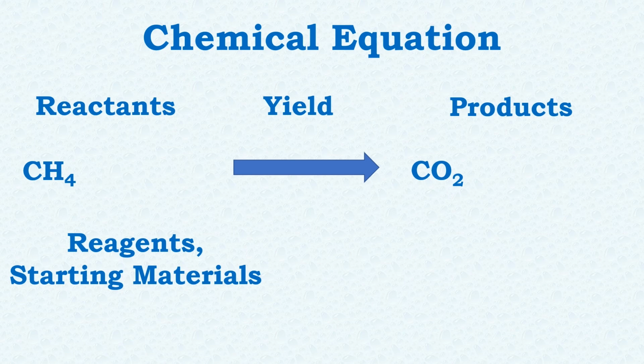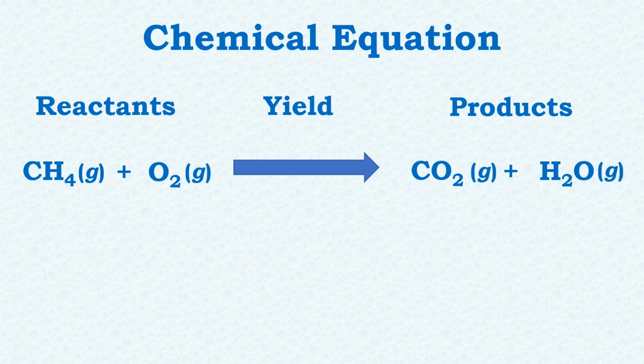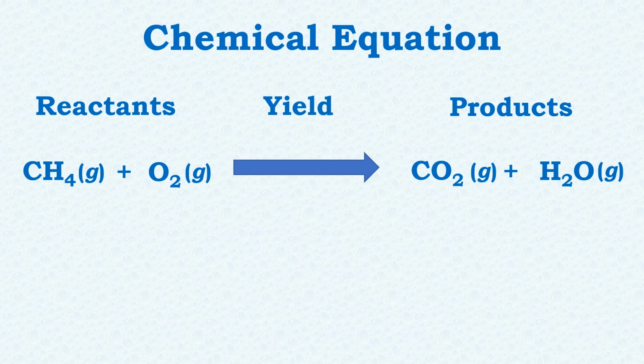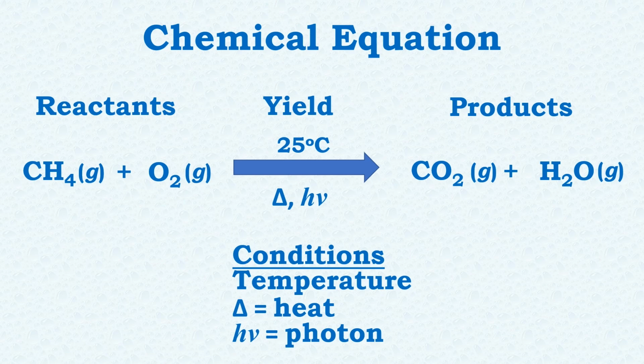The reactants and products are written with their chemical formulas. If more than one reactant or product is present, they are included on the respective side with a plus sign. The phases of each species are included italicized in parentheses after each species, where G is gas, L is liquid, S is solid, and AQ is aqueous, or species that are dissolved in solution. Other information can be written on top of or below the yield sign, like reagents. Conditions can also be written. These include the temperature at which the reaction occurs, or added energy in the form of heat or a photon. Delta and H nu represent heat and a photon respectively.